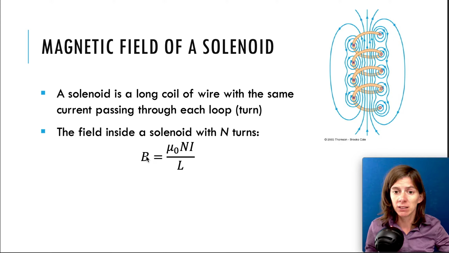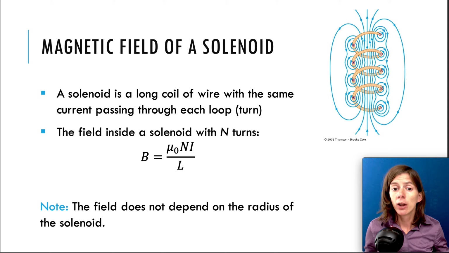The equation is B equals mu naught, the permeability of free space, times N, the number of turns or loops, times I, the current, over L, the length of the solenoid. So even though it's turned into a bunch of loops, it still has a certain length. Let's take a look at some questions. Oh, wait, I have a note here. The field does not depend on the radius of the solenoid. We don't derive the equation, we just have to accept it, but you can see that the radius of the solenoid does not matter. All that matters is the length, the current, and the number of turns.